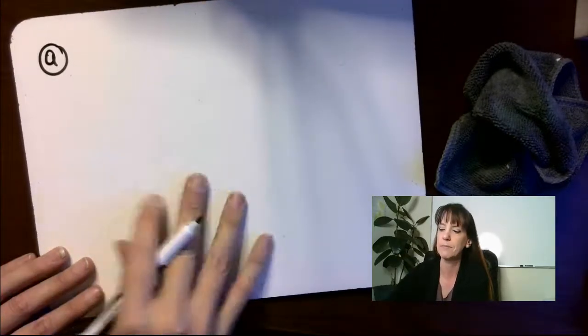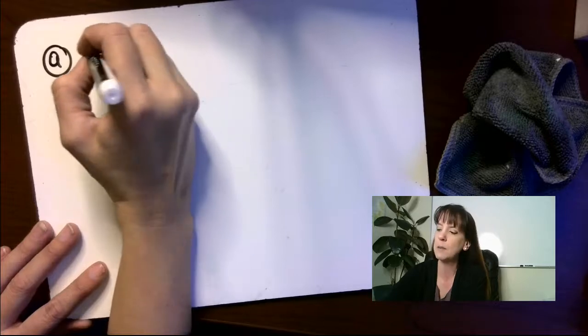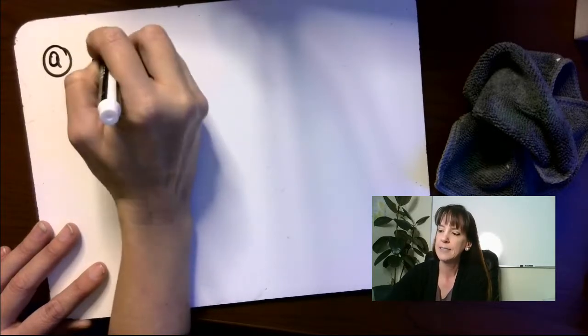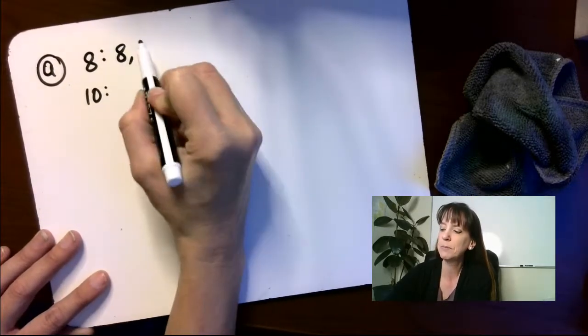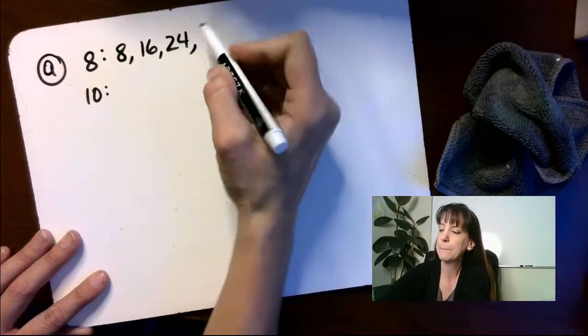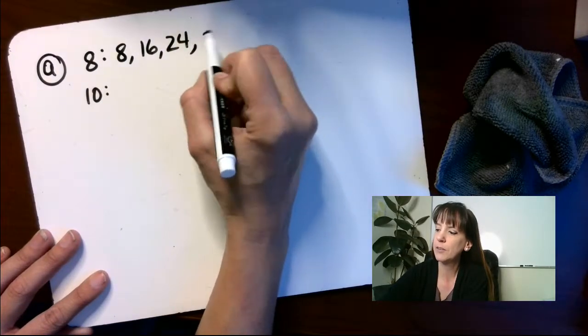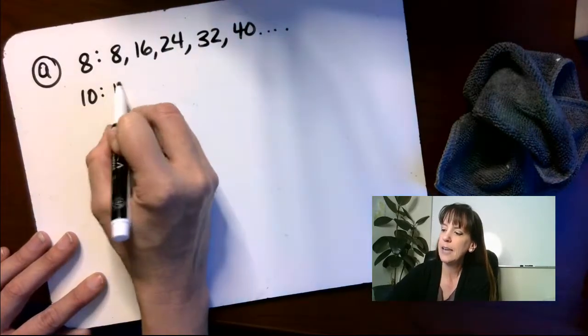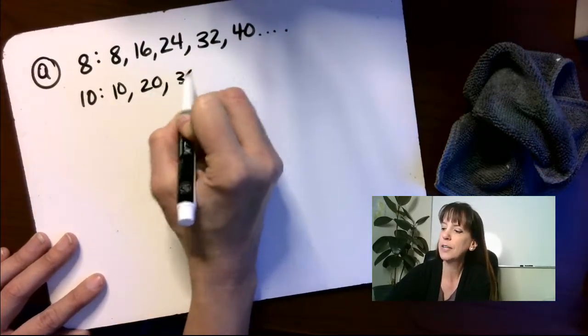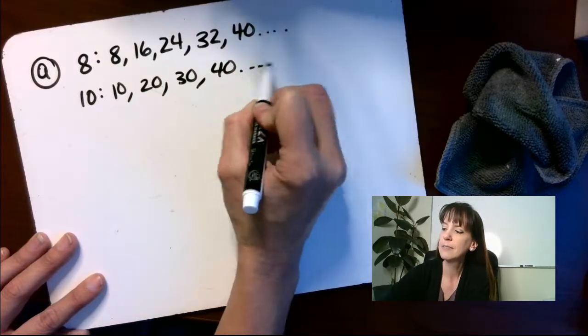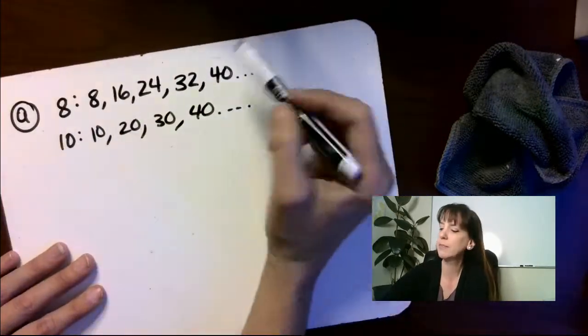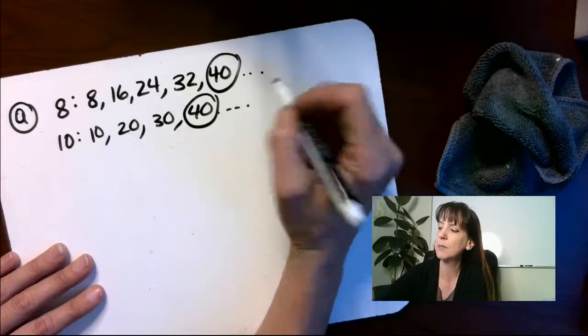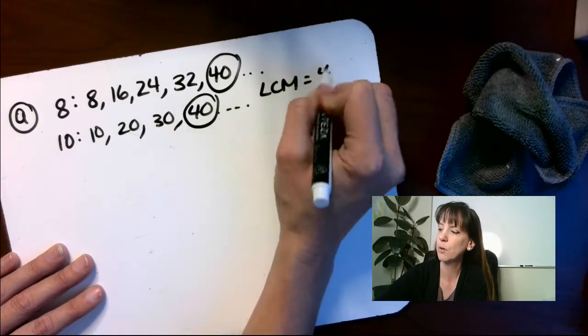There we go, A. All right, so for A, it says find the least common multiple of 8 and 10. So I list all my 8s out. I get 24, and then 32, and then 40, right? 10, 20, 30, 40. Looks like I got my very first one. 40 is going to be our least common multiple. So least common multiple equals 40.